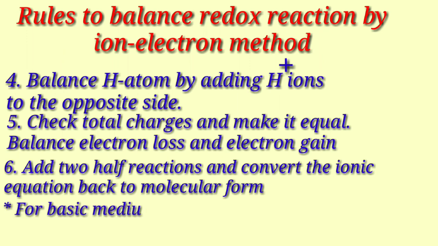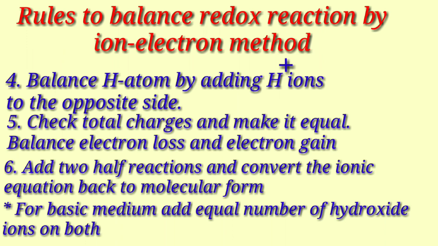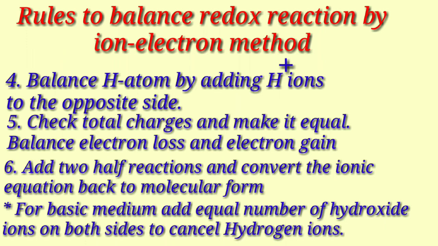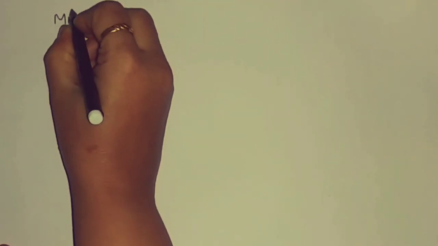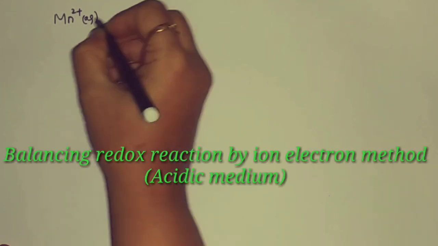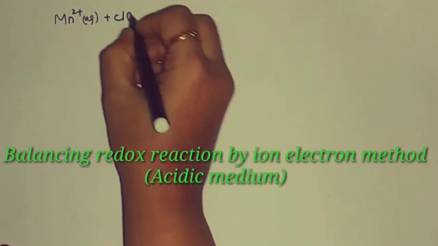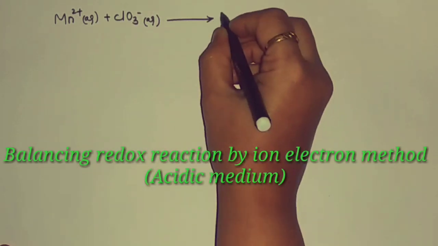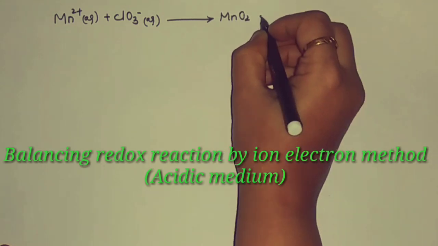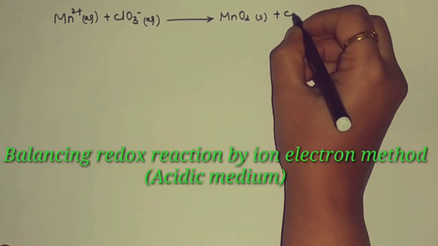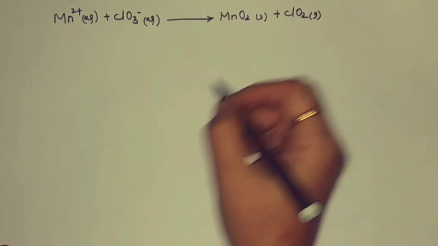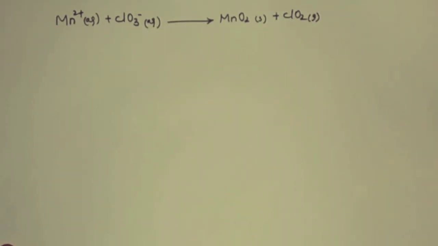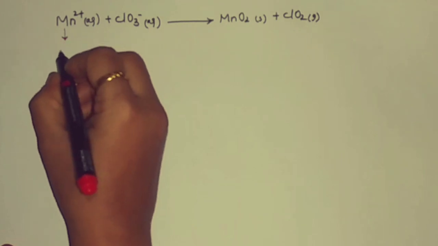In case of basic medium, add an equal number of hydroxide ions on both sides to cancel the H+ ions. So let us see one example of balancing a redox reaction by the ion electron method in acidic medium. Here we have the equation Mn2+ plus ClO3- will give you MnO2 plus ClO2. According to the rules, the first step is to assign oxidation numbers.